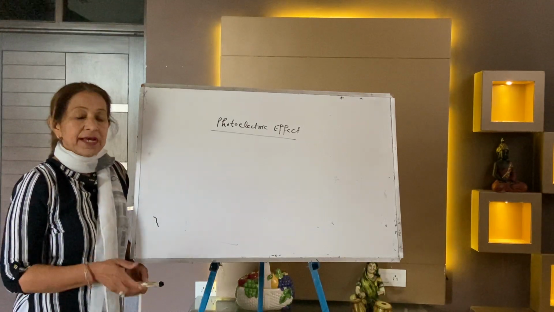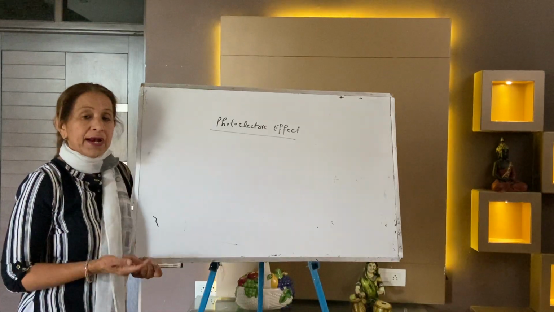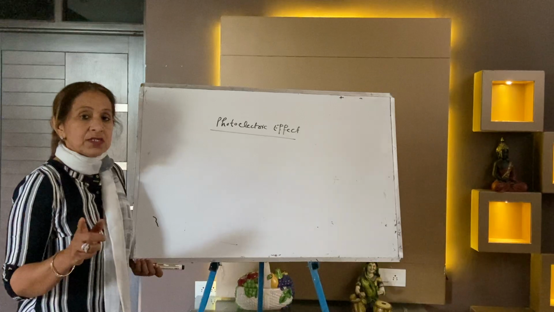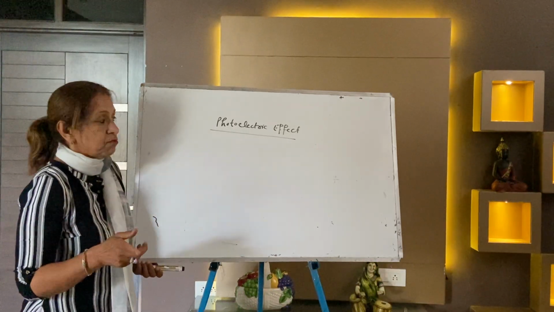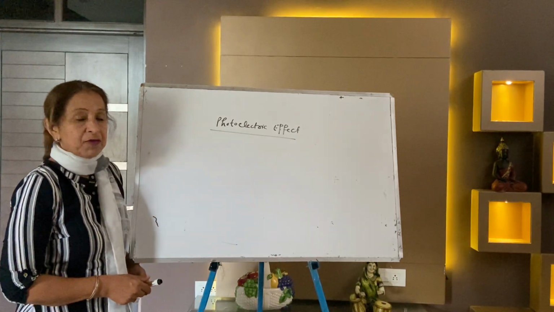In the last lecture we have done types of spectrum, solar spectrum and electromagnetic spectrum, atomic spectrum. That shows light considered as a wave. Now today we will study the dual nature of light. Before taking that, I am taking the topic photoelectric effect.